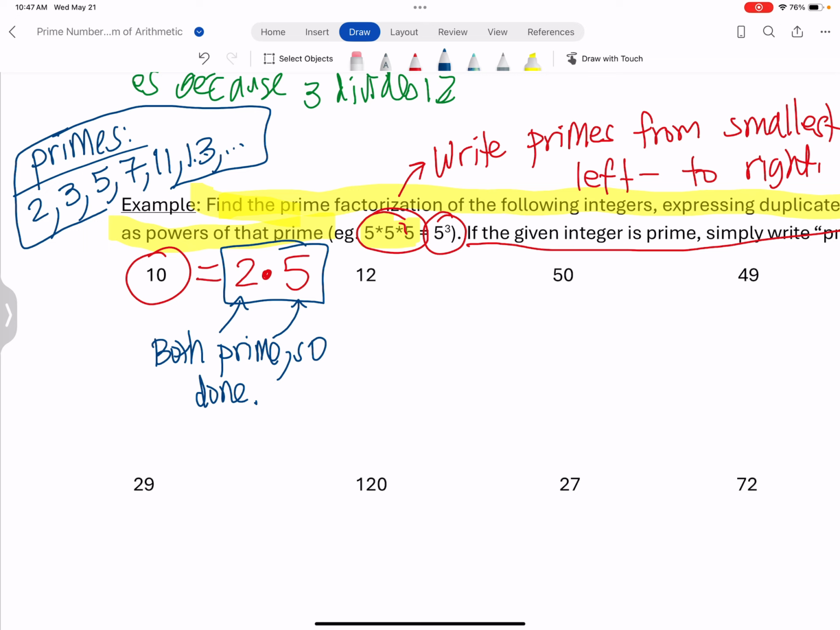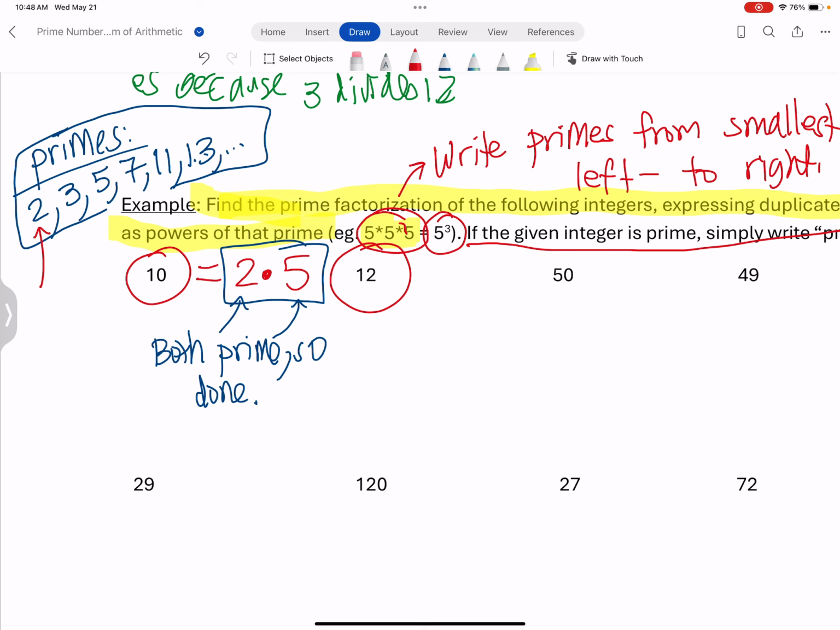So okay, we'll move on to the next one. How about 12? Let's try 12. And with 12, you can break it down multiple ways because quite a few things divide into 12. But I'm really boring and I don't really get creative. So I usually just start with a list of primes in my head and start from the left: 2. Does 2 divide into it?